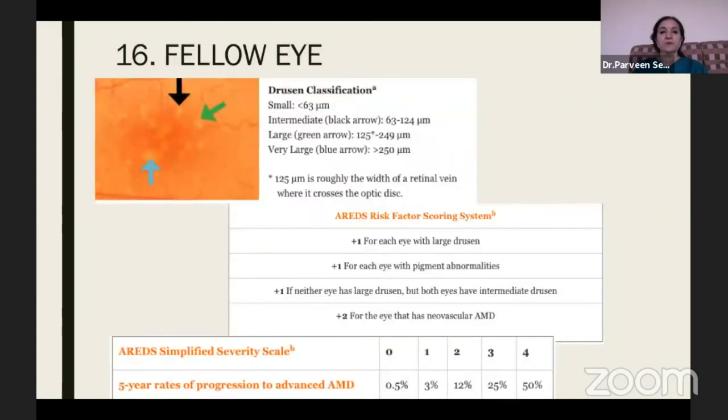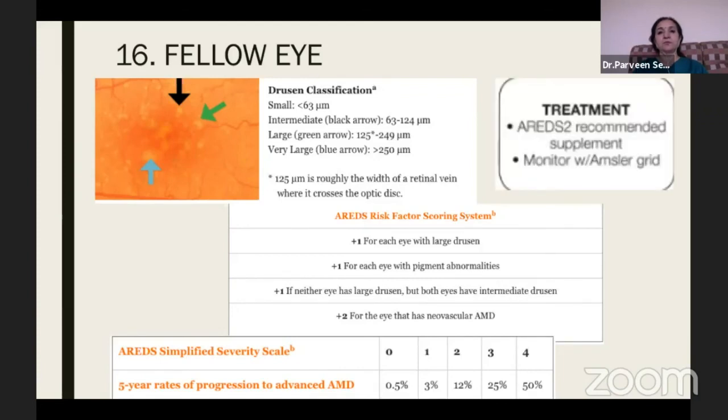Follow-up of the fellow eye is extremely important. You could see the AREDS score and you realize that even the drusen or presence of a CNV in the other eye can increase the risk of development of advanced AMD in the fellow eye as well. And you may have to offer the patient regular monitoring as well as AREDS2 supplements.